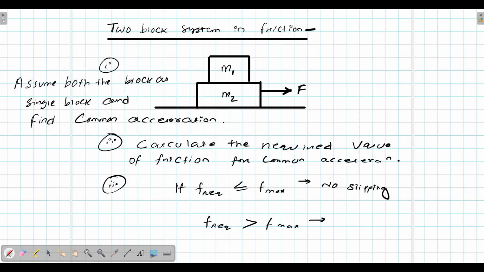So two block system in the friction, assume both the block as single block, find common acceleration, calculate the required value of friction for the common acceleration. If F required is less than equals to F max, then no slipping. If F required is greater than F max, then slipping occurs, and find different acceleration.